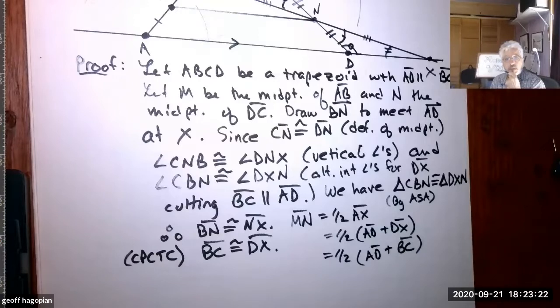So in triangle ABX, M is the midpoint of leg AB, right? And N is the midpoint of side BX. So since M is the midpoint of AB, by a premise of this theorem, N is the midpoint of BX, as was just proven. Segment MN is a mid-segment of triangle ABX, and therefore is parallel to the base and equal to its half.